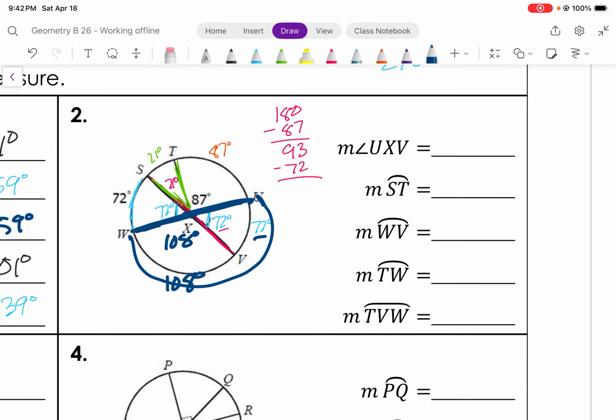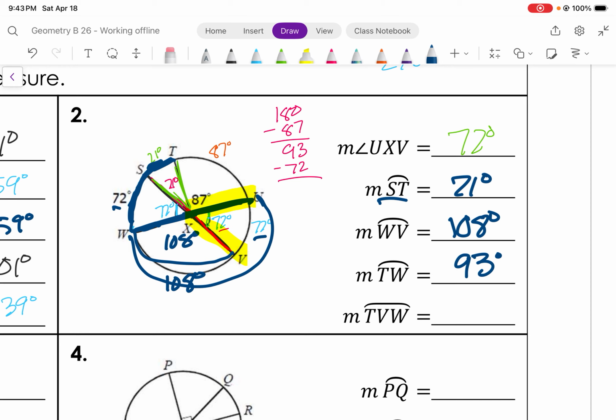So let's see. We've got the measure of angle UXV. So let's trace that. U to X to V. We figured that out. 72 degrees. Then I'm looking at arc ST. We figured that out. 21 degrees. Then it's VW. WV, same thing. But that's 108 degrees. And then we've got TW, so T to W. So that's going to be 72 and 21, which is 93 degrees.